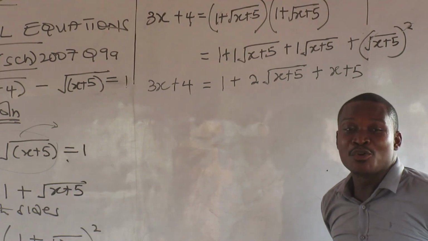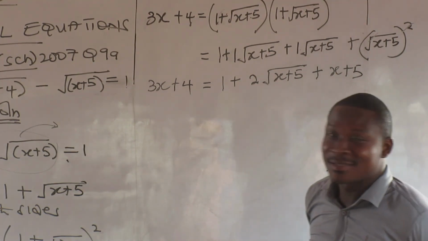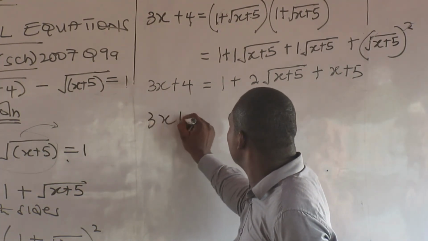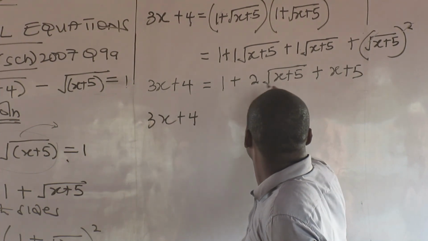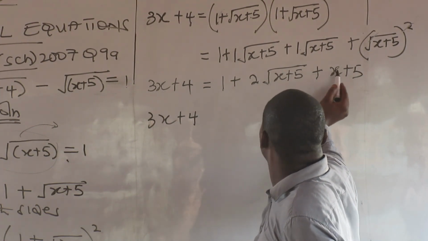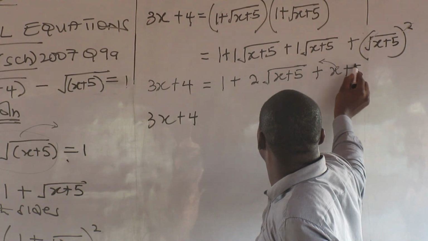Obviously, now we do what we call rearrangement. I have 3x plus 4. Now, I bring this, I'm taking them over there, right?